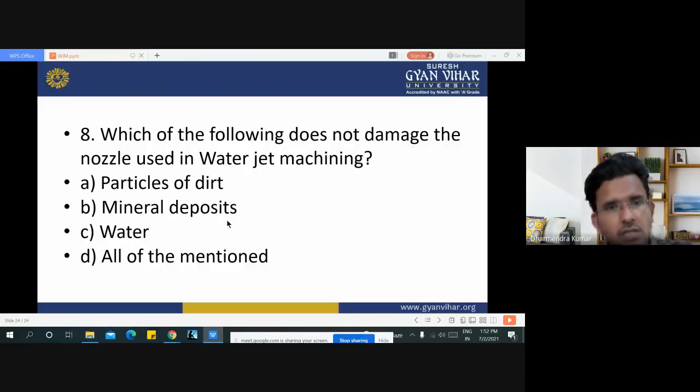Now the last question: which of the following does not damage the nozzle used in water jet machining? Particles of dust damage the nozzles. Mineral deposits also damage the nozzles. But water is not responsible for any damage to nozzles. Then our answer is option C. Here we can add one sentence also: the life of the nozzle in water jet machining is up to 200 hours.